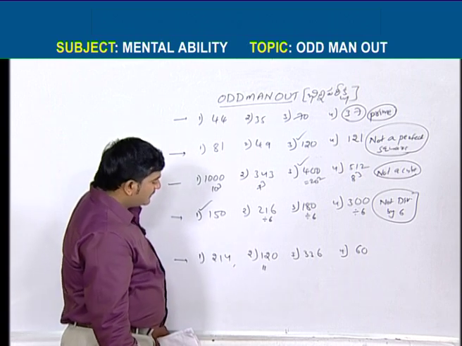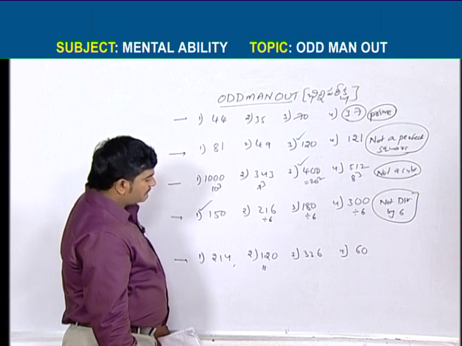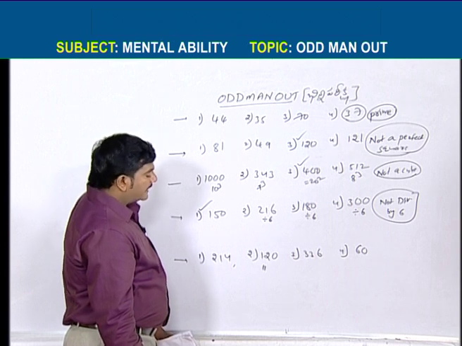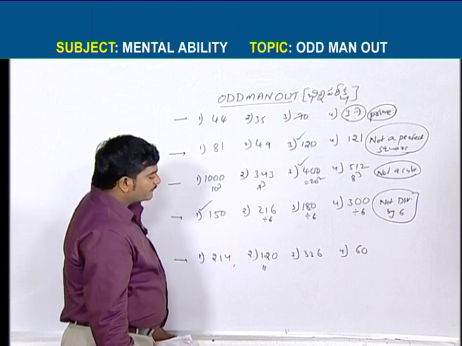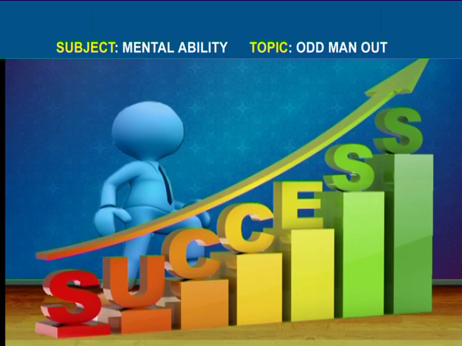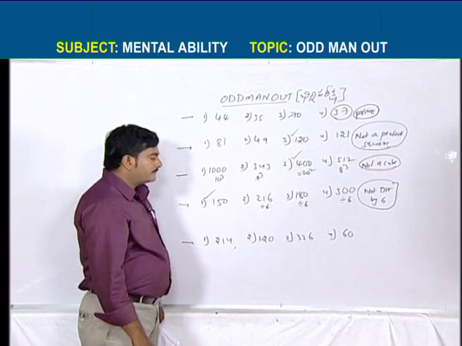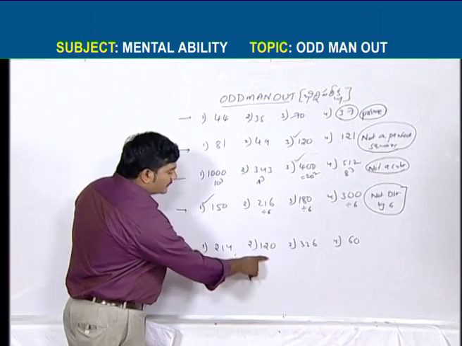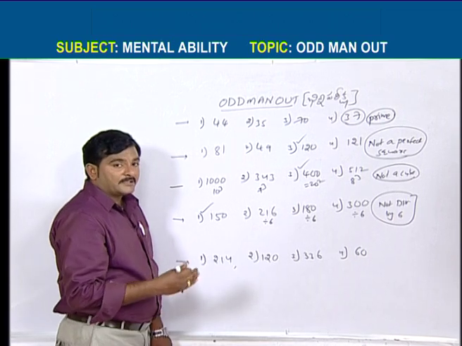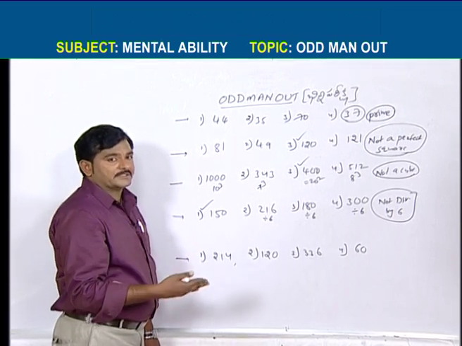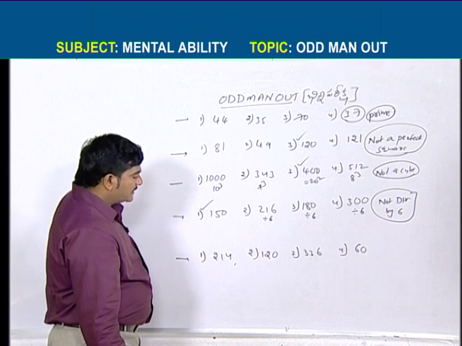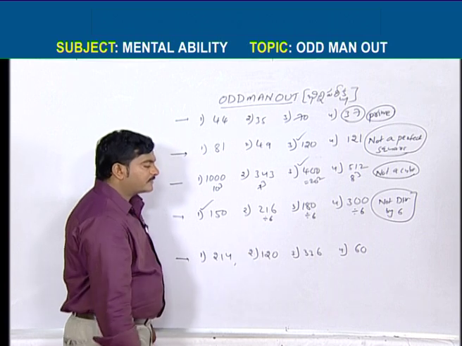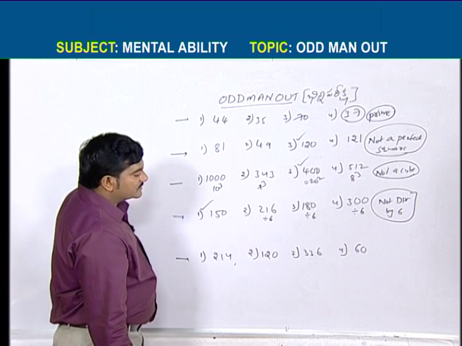Whereas in this case, 336 also. Are we getting? No. 160 means what can you write? There is no concept of squares here, because no number is near to a square except 120. 120 can be written as 11 square minus 1. No other number is near to a square. There is no concept of squares here.